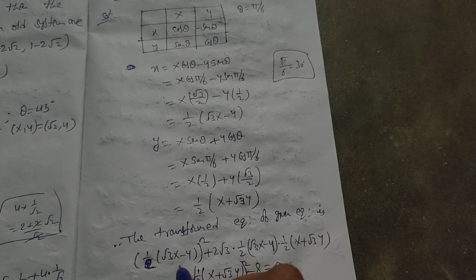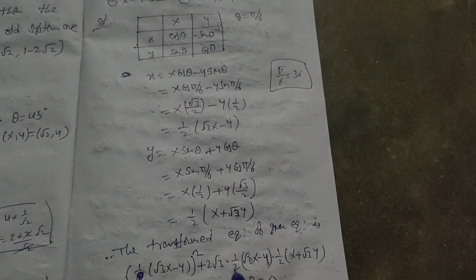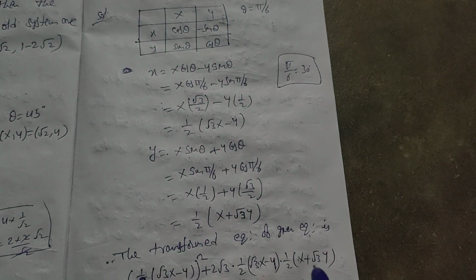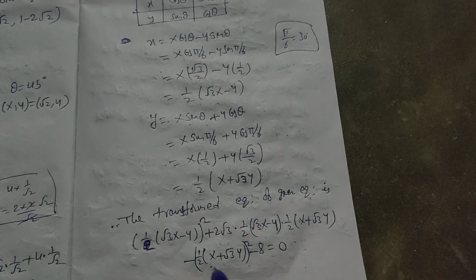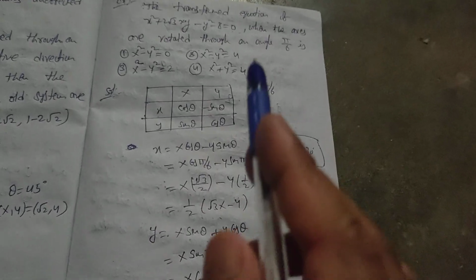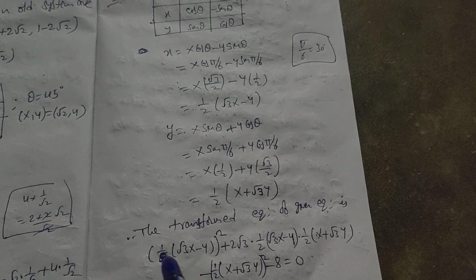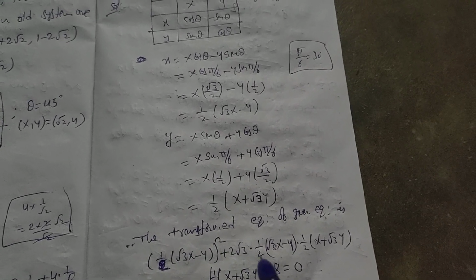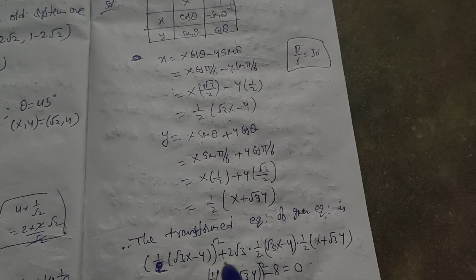In the place of x you substitute here. That means 1 by 2 into root 3x minus y whole square, plus 2 root 3 into 1 by 2 into root 3x minus y, into 1 by 2 into x plus root 3y, minus 1 by 2 into x plus root 3y whole square, minus 8 is equal to 0. Expand here a minus b whole square. 1 by 2 whole square means 1 by 4. So this is 2 root 3 by 2 into 2, that is 2 root 3 by 4. Just write like that.